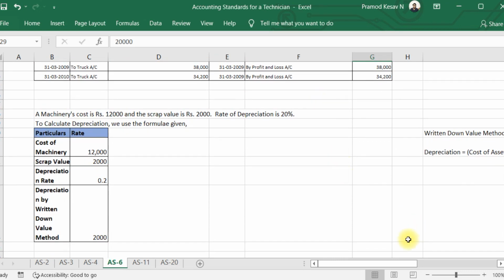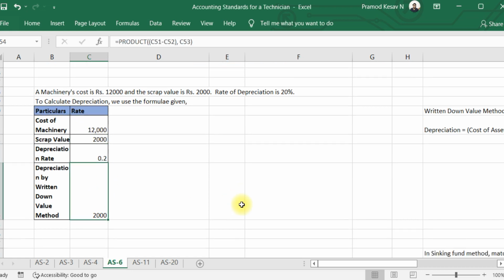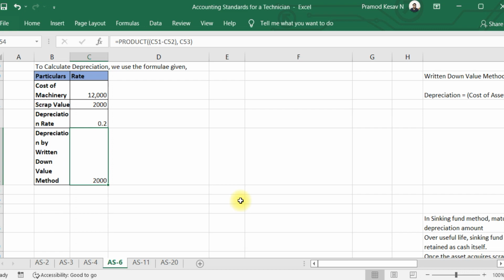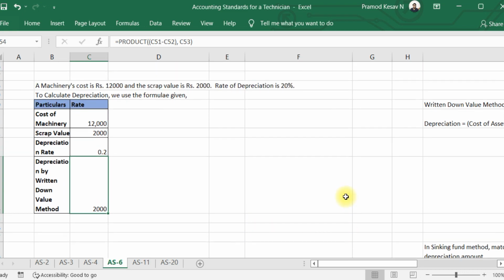Now, in the written down value method, to understand that, we are given the depreciation rate, and we simply multiply the depreciation rate with the difference between the cost of machinery and scrap value. So that is what is illustrated, and we have explained the sinking fund method. Thank you.